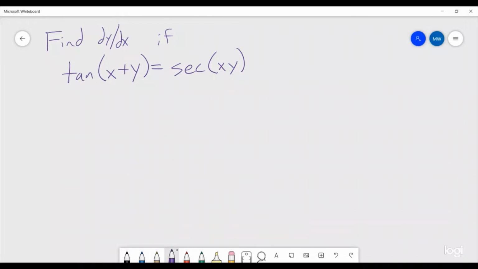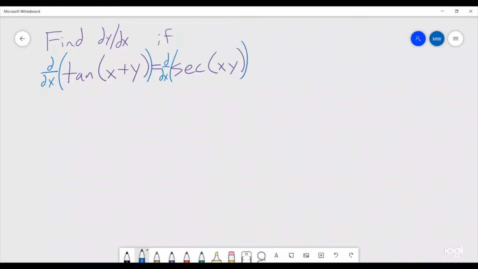So the first thing that we're going to be doing is we are going to take the derivative of both sides with respect to x. So implicit differentiation, we don't need to solve for y first. So we're going to take the derivative of this side with respect to x, and that's the same thing as the derivative of this side with respect to x.